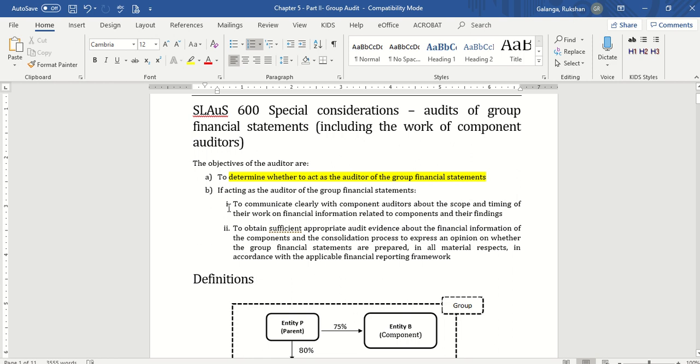Second one, if acting as the auditor of the group financial statements, right? Let's suppose this firm agreed, okay, we are going to do the group audit, right? Then the objective is to communicate clearly with component auditors about the scope, timing and their work on the financial information related to the component and their findings. We'll learn some new words, but for the time being just keep in mind, we want to communicate with the auditors of the other subsidiary companies about their willingness to do the group audit, and to what extent they are going to do the audit procedures, etc.